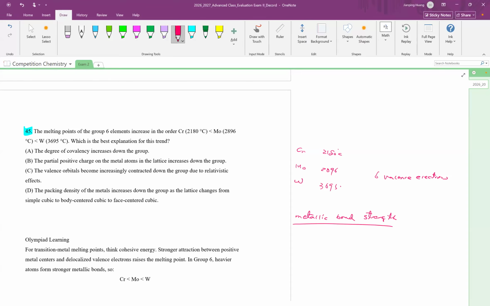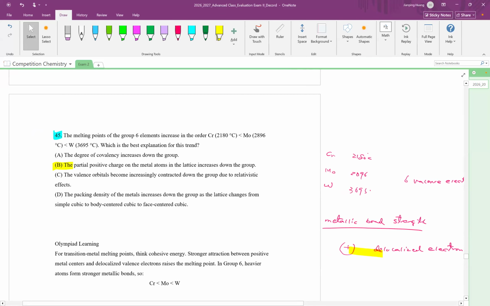And the metallic bond, of course, has a positive charge, the cation, right? It's a cation with delocalized electrons, right? Now, when that interaction is strong, the stronger this electrostatic attraction, the more energy is required to melt the metal, okay? And the choice is what? It's this one. It's B.